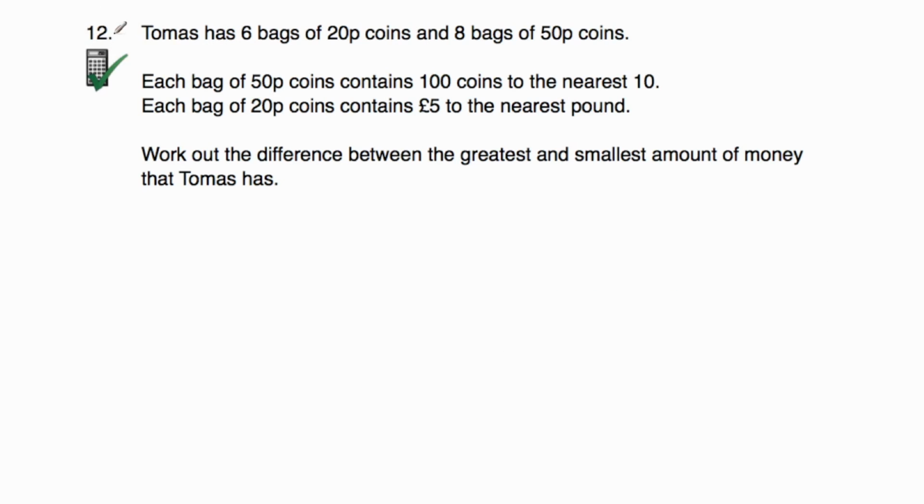Okay, let's have a look at question number 12. So question number 12 says, Thomas has 6 bags of 20p coins and 8 bags of 50p coins. And each bag of 50p coins contains 100 coins to the nearest 10. There's 100 coins to the nearest 10. So it means it's been rounded.